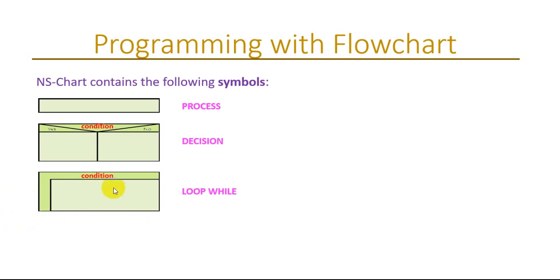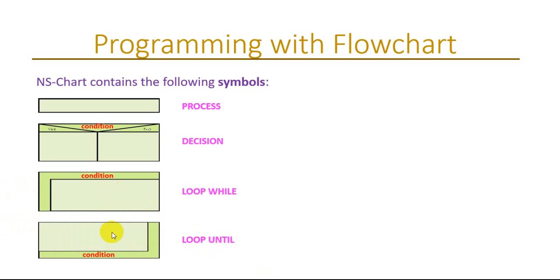So this is one type of loop. We have one more type of loop called loop until. The difference between these two is, here what we do is, as you get into this, you do the process first and then you check the condition. If the condition is true, do the process again and then check the condition. So the difference is, this one is check the condition first and then do the process, then check the condition again, do the process, keep on doing that until the condition becomes false and come out.